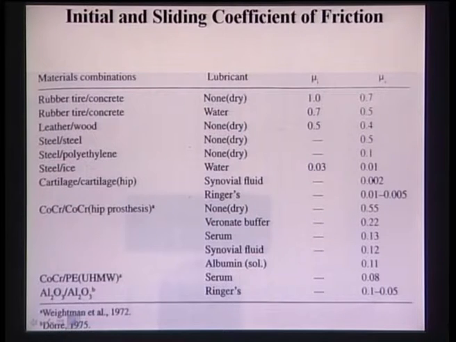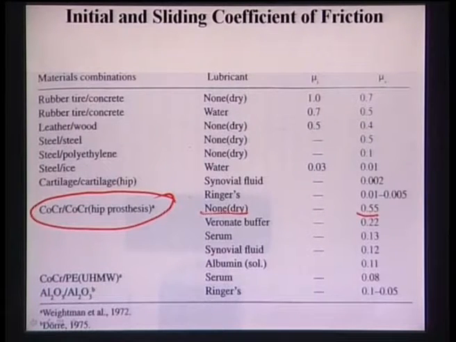Here you can have different materials for tribological applications. For example, you can see cobalt chromium, this is used as cobalt chrome moly. These are used in knee joint applications. And in knee joint applications, if you see in dry conditions, that means without any lubricant, it is around 0.55. So 0.6 is the coefficient of friction.